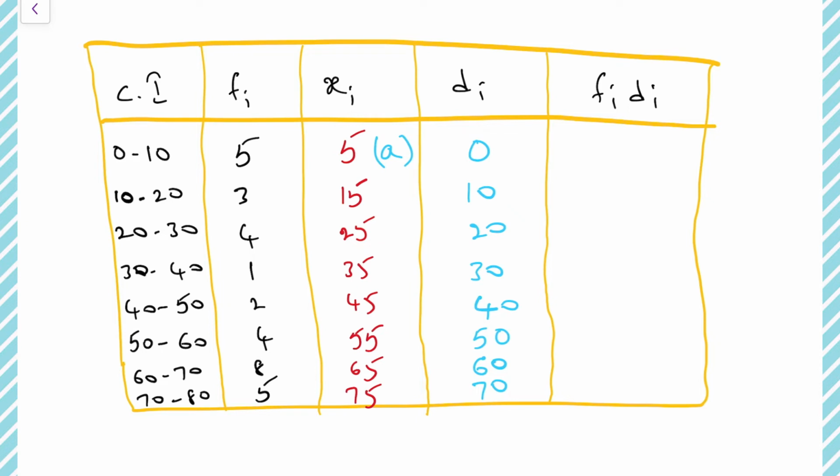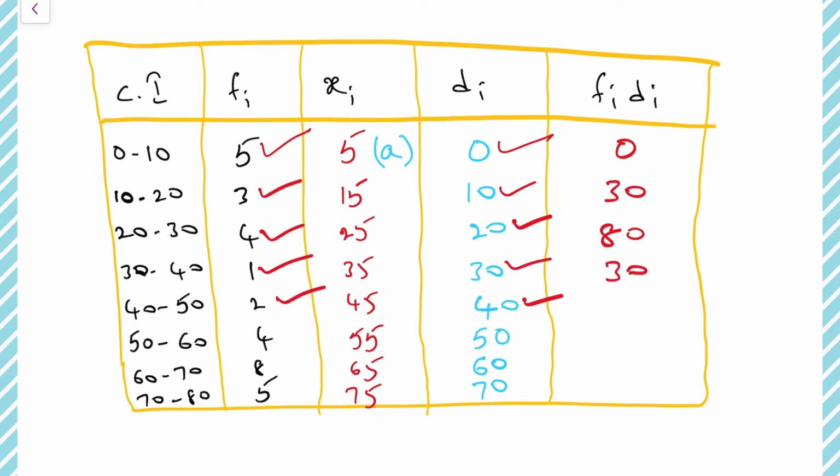Okay, now coming to the fidi. Fidi is nothing but the fi column and di column numbers, we need to multiply neatly. So let us do 5 into 0, 0. 3 10s are 30. Then 4 20s are 80. 1 30 is 30. 2 40s are 80. 4 50s are 200. 8 60s, 8 6s are 48, so 480. Then coming to the last, 5 70s are 350.